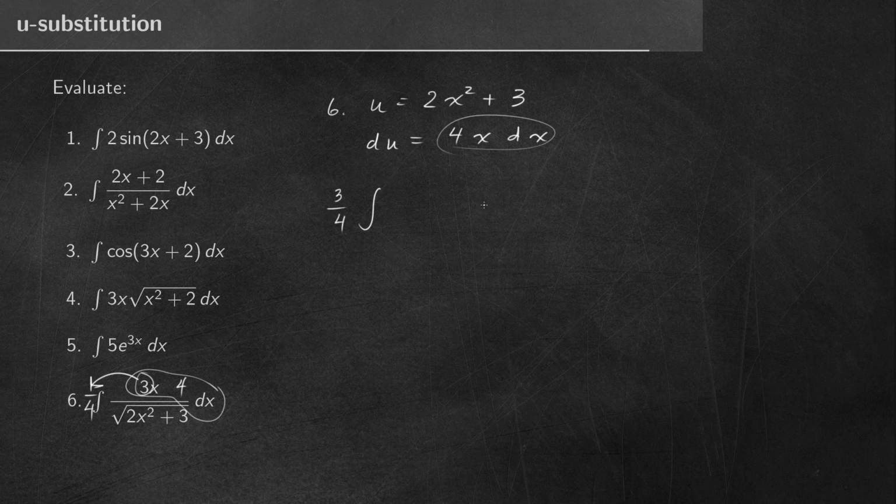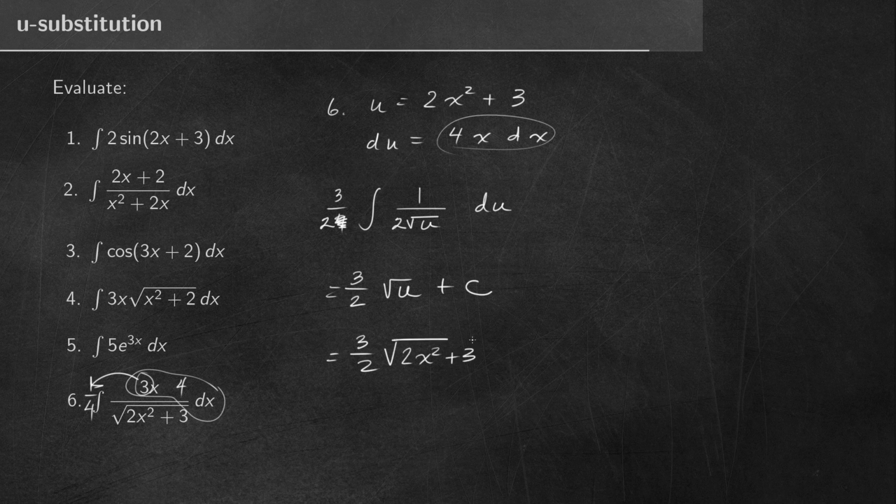The x dx becomes du, and I have 1 over square root of u. Now I'd rather have 1 over 2 square root of u because I know the antiderivative of that. So if I split this 4 into 2 times 2, I can leave one 2 outside and bring one of the 2's inside. And then I have 3 over 2 times the square root of u plus c. Or 3 over 2 times the square root of 2x squared plus 3 plus c.